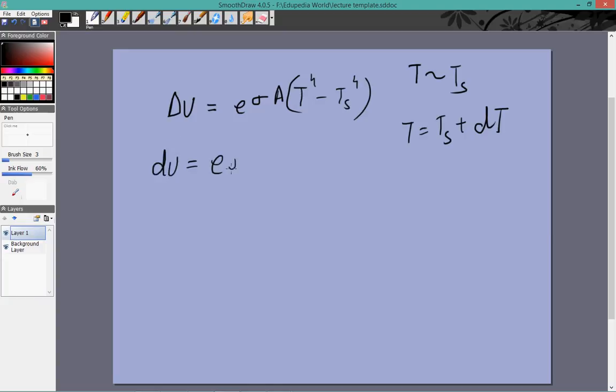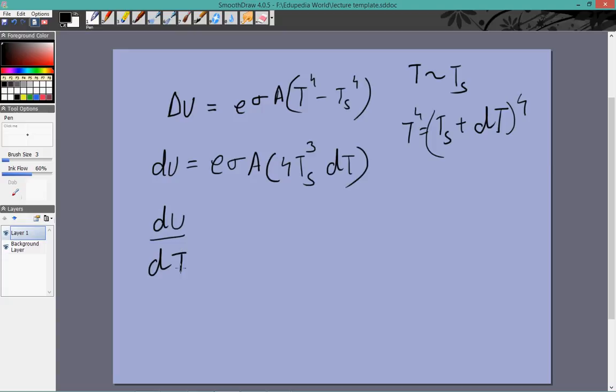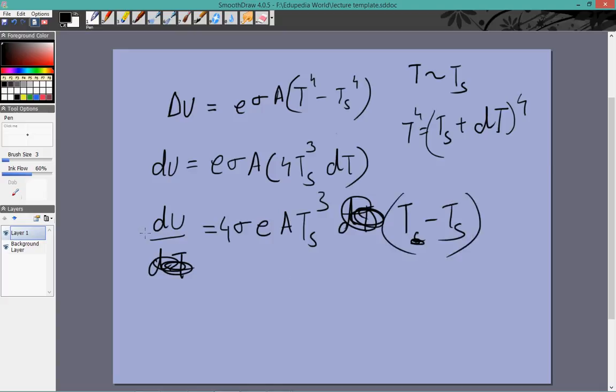So dU is equal to E sigma A, Ts plus dt, whole to the power 4. So all other terms will cancel except Ts to the power 4 plus 4 Ts cube dt. Right. And that will cancel with this. So what will remain is 4 Ts cube dt. That gives me dU by dt is equal to 4E sigma A Ts cube. We'll just take dt to this side and we'll write it again as T minus Ts. Right. So the result we get is that the small change in energy is proportional to the difference between the temperature of the object and temperature of the surroundings.